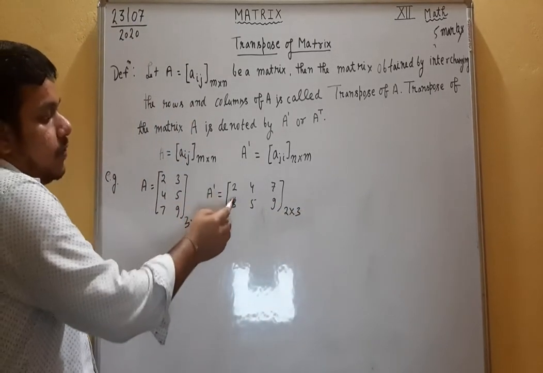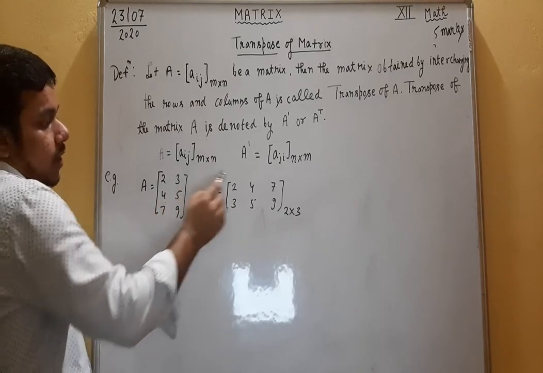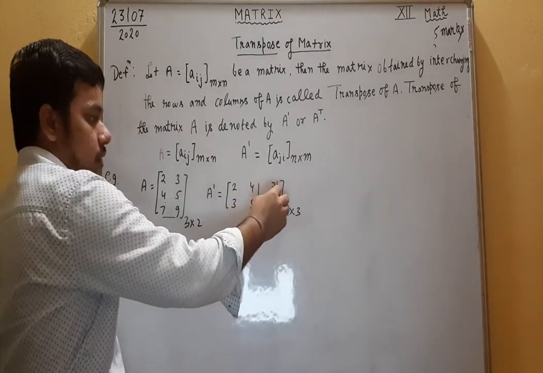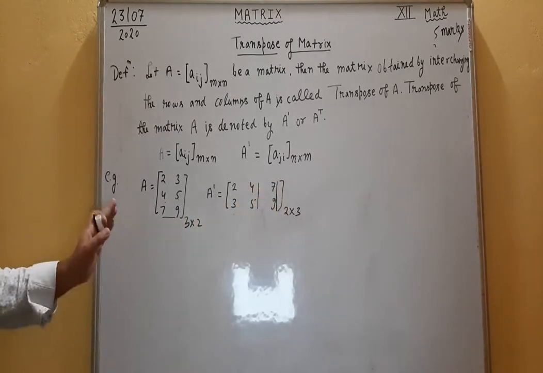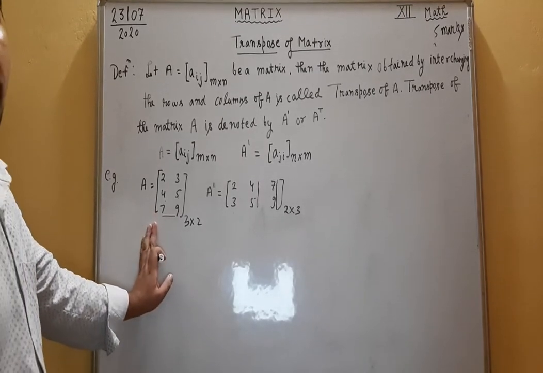See, first row is what? 2, 3. Here first column is 2, 3. Second row is 4, 5. Here second column is 4, 5. Third row is 7, 9. Third column is 7, 9. This is how we denote the transpose of a matrix.